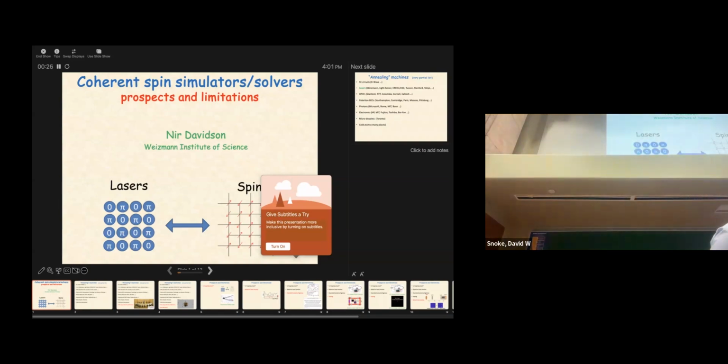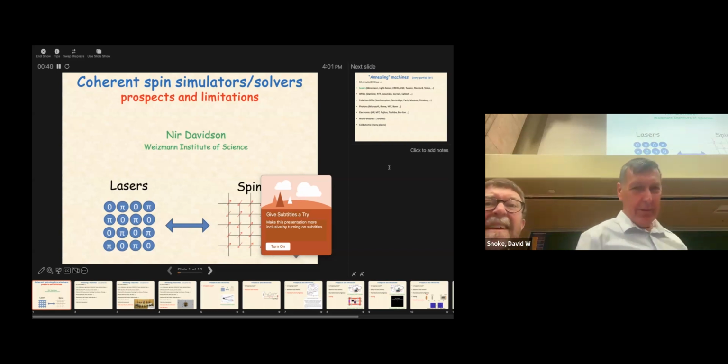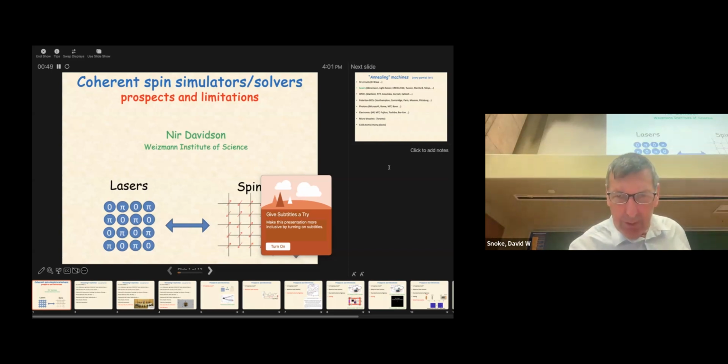Hi, everyone. So I will try to give a little bit of a perspective on the, let's say, optical version of spin simulators and annealers. This will be the lasers, maybe polaritons, the degenerate OPOs. And this comes only from being close to my own work.